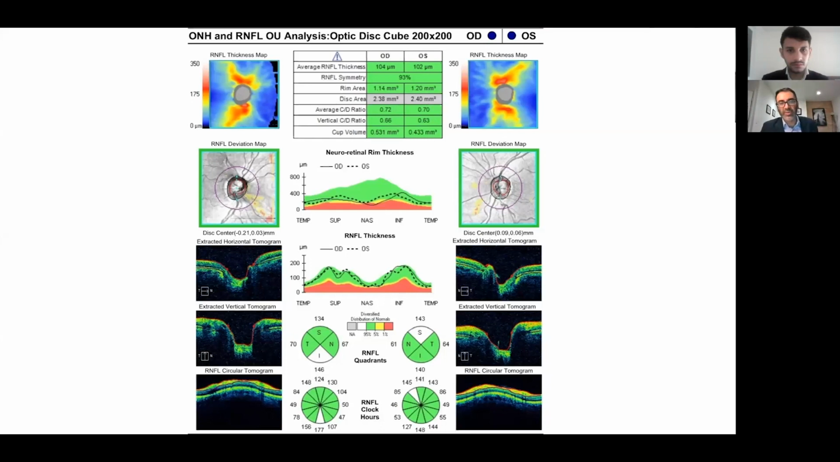I think it's worthwhile to go ahead and do so. And as we look at that OCT, I think this is an example of a very normal looking OCT.